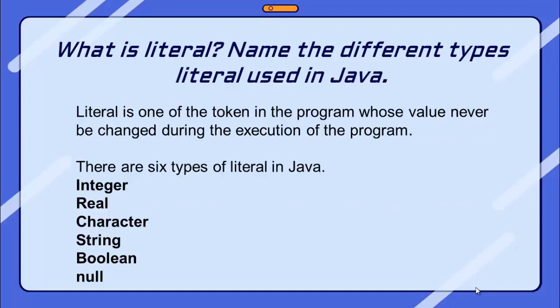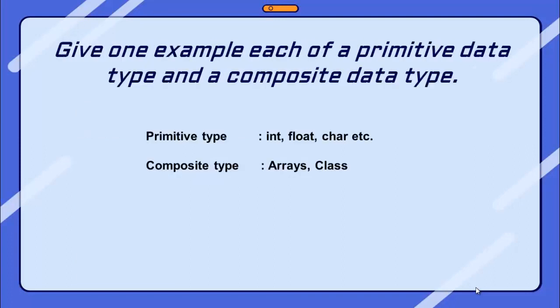What is a literal? Name the different types of literal used in Java. A literal is one of the tokens in the program whose value never changes during the program execution. Otherwise, it is called a constant. There are 6 types of literal: integer, real, character, string, boolean, and null. Give one example each of the primitive data type. Primitive data types: int, float, char. Inbuilt data types: composite are arrays and classes.